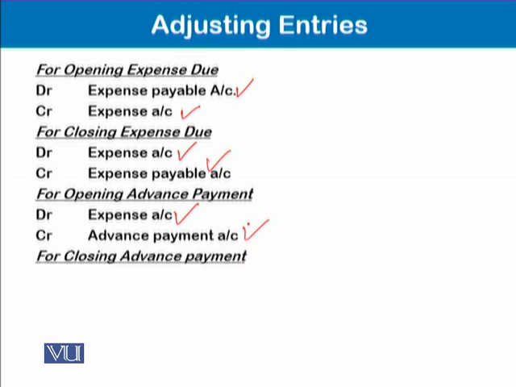For closing advance, it was paid during the year as an expense, but now we have to reduce this expense by giving credit to it and debit advance payment, and this advance payment will become our asset now.